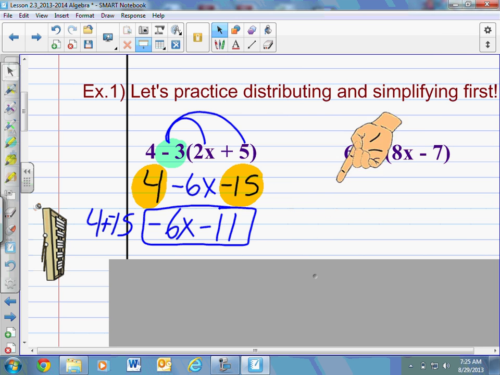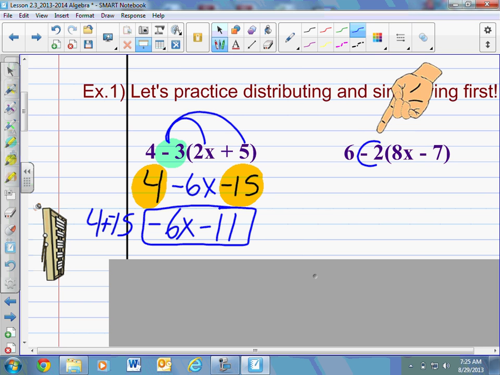That one's done. Let's look at this one. I have a negative 2 I have to share. Okay, I'm going to share this negative 2 with this 8 and with this 7. Okay, so let's start this one out. Negative 2 times 8, negative 16x. Negative 2 times negative 7, positive 14. Be careful there. And bring down the 6.